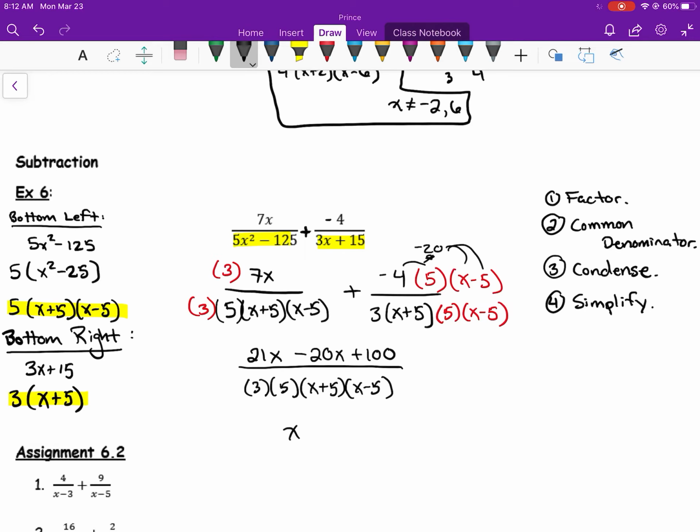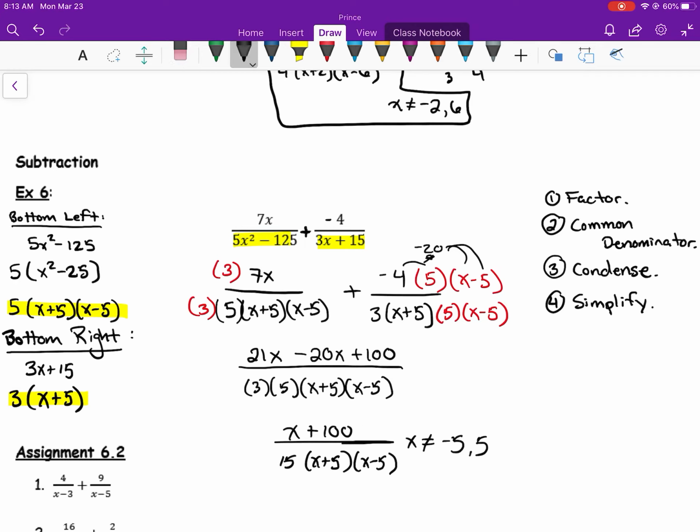21x minus 20x is just positive 1x plus 100. All divided by 3 times 5 is 15. So x plus 5, x minus 5. You can leave it as 3 times 5, it doesn't matter. And then we say x restrictions, restrictions, restrictions. First one comes from there, -5. Second one's right there, which is +5.